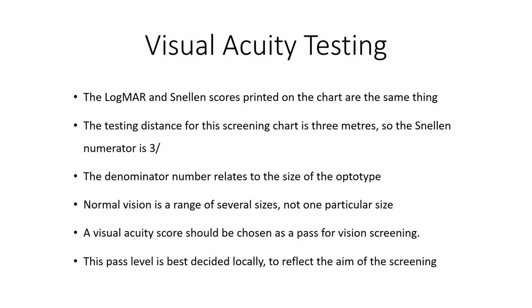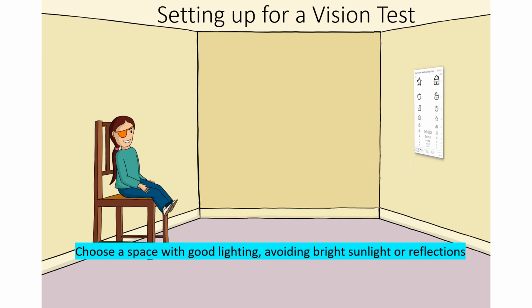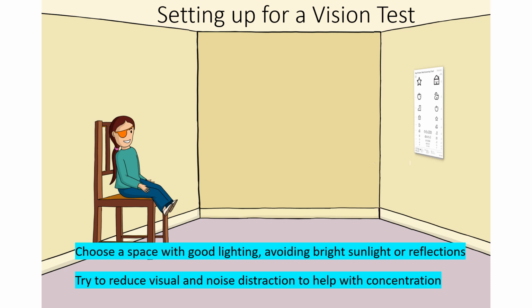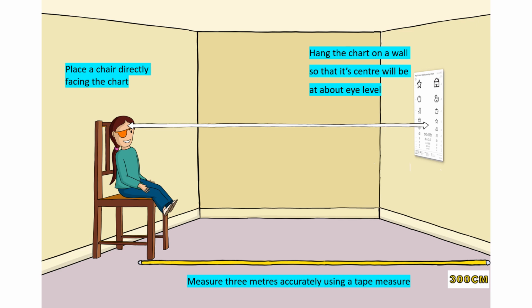When choosing a place to carry out testing, find somewhere with good lighting and where there aren't too many distractions. To prepare a room for vision screening, hang the chart on the wall at about eye level with where the child will sit facing the chart. Carefully measure 300 centimetres directly in line with the child's eyes and the chart.